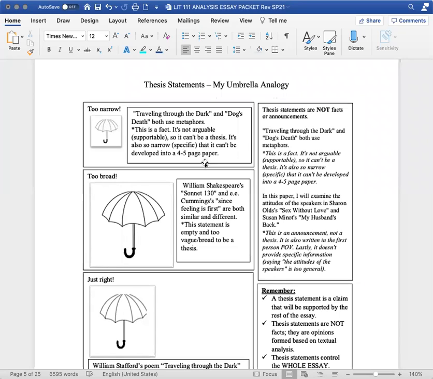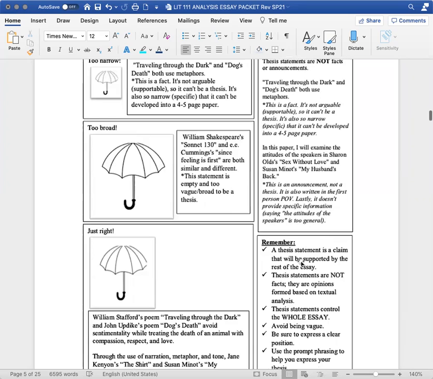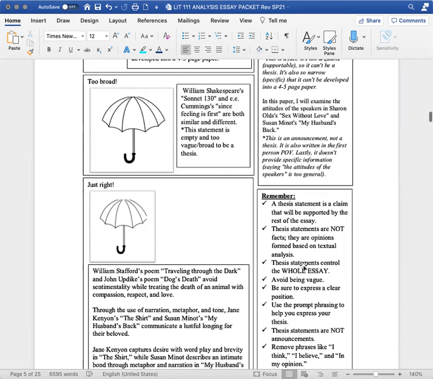So make sure that your thesis statement is not a fact. It should not be an announcement. So none of this, in this paper I will, or this paper will explore. None of that, right? It also shouldn't just be a fact like Traveling Through the Dark and Dog's Death both use metaphors. Great, that's true. That's not a thesis statement. Okay, so your thesis statement has to be a claim that can be supported by the rest of the paper. They are your opinions based on textual analysis. All right, so remember that your thesis statement controls the whole essay.